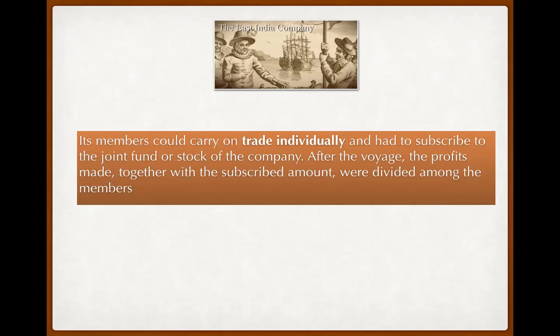So they can deal with, let's say, silk or iron or ore or any mineral or any spice, and whatever they deal with, they earn some profits, and all the profits were earned in the name of East India Company. And when they come back to England after their voyage ends, these profits will be divided among all of these members. So this is how it worked.